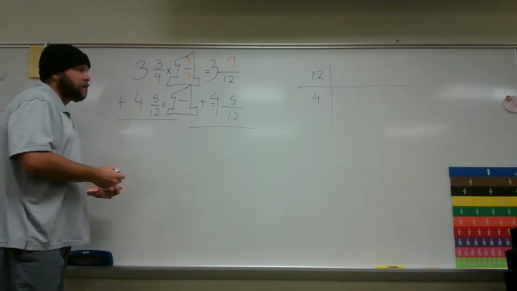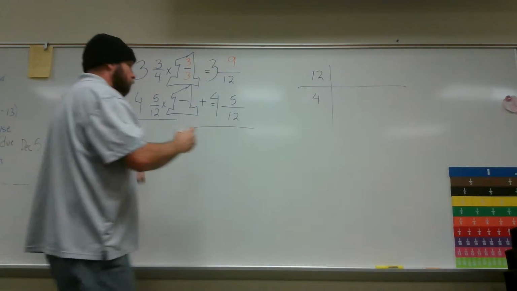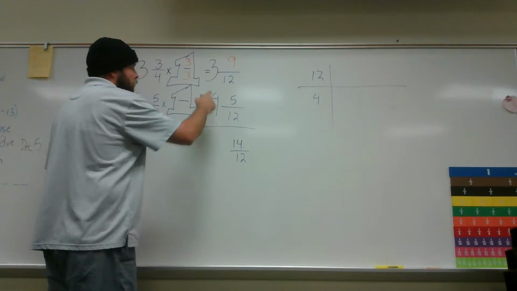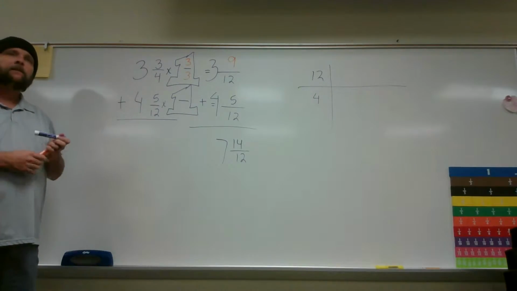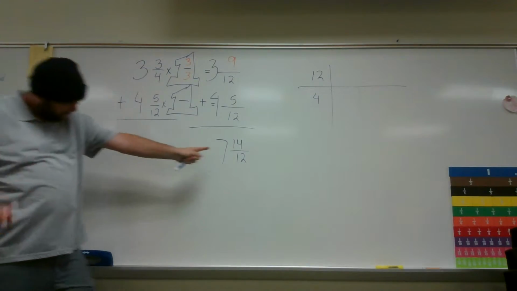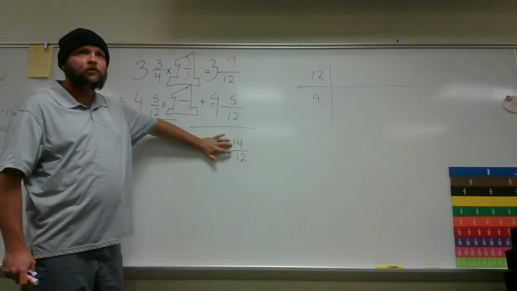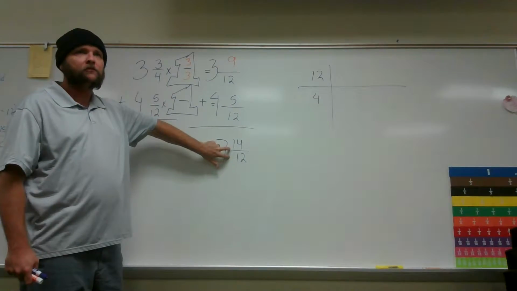Okay, so now we add. What's 9 12ths plus 5 12ths? 14 12ths. And 3 plus 4 is 7. Now, you're telling me something's wrong with this? Because we can't have a bigger number over a little number. Good, we have an improper fraction. Anytime your numerator is equal to or greater than your denominator, you have an improper fraction. We're not going to leave this as an improper fraction.